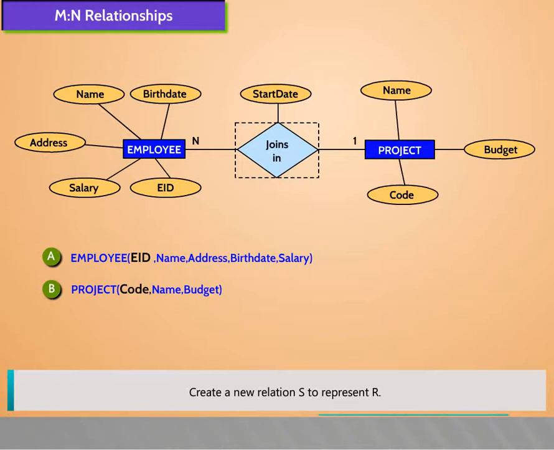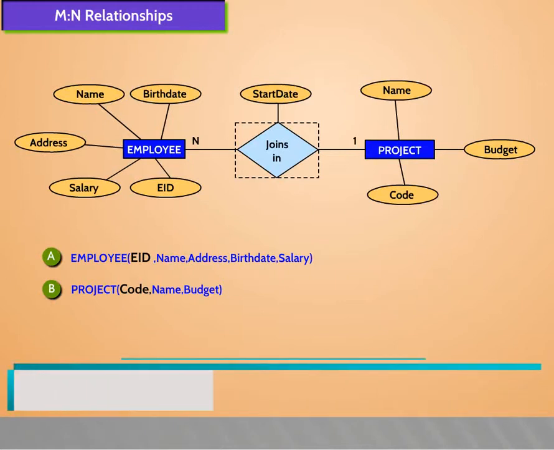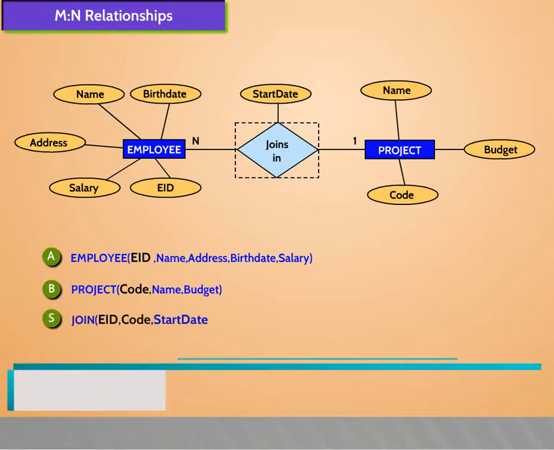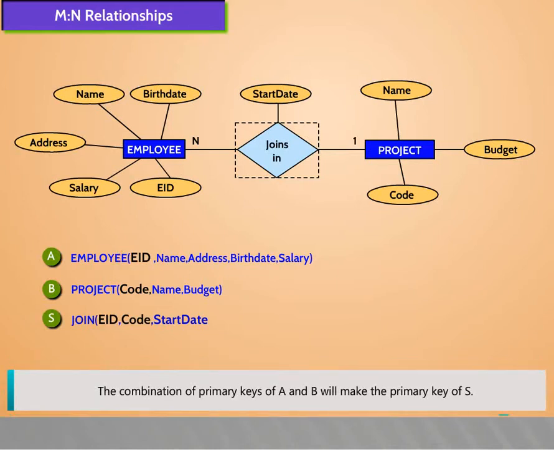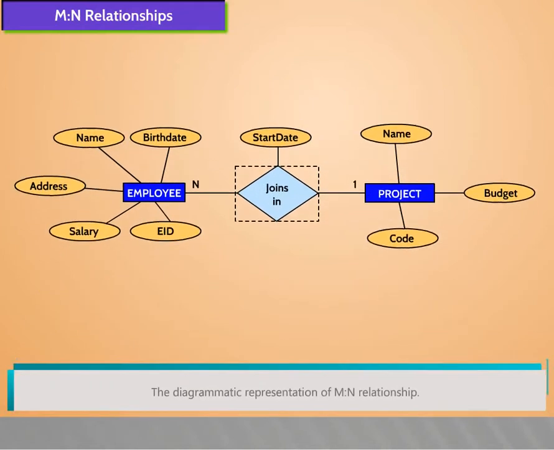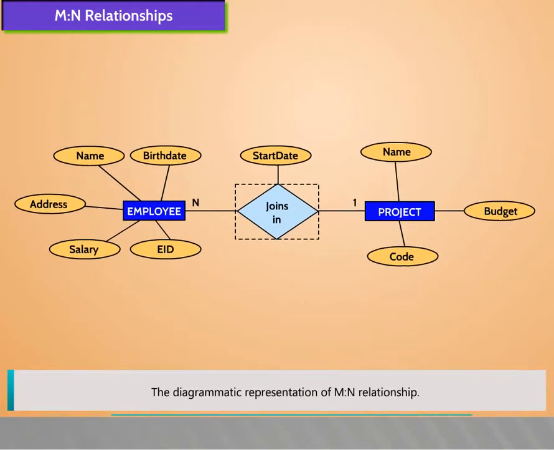Create a new relation S to represent R. Include in S as foreign keys the primary keys of A and B and all the simple attributes of R. The combination of primary keys of A and B will make the primary key of S. The diagrammatic representation of M:N relationship.